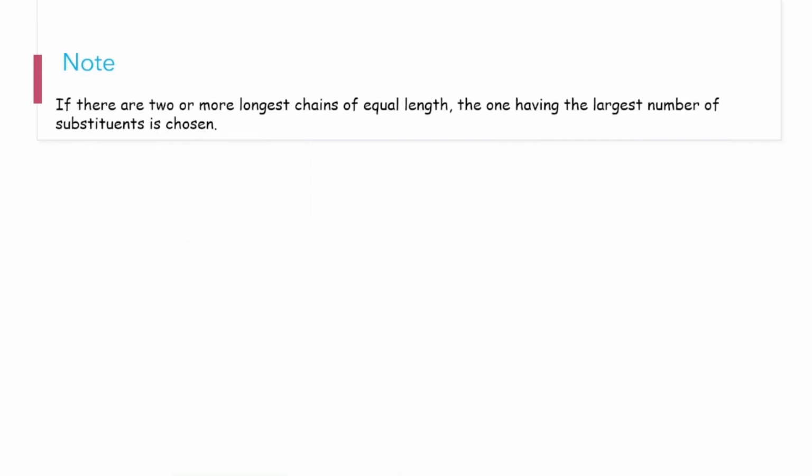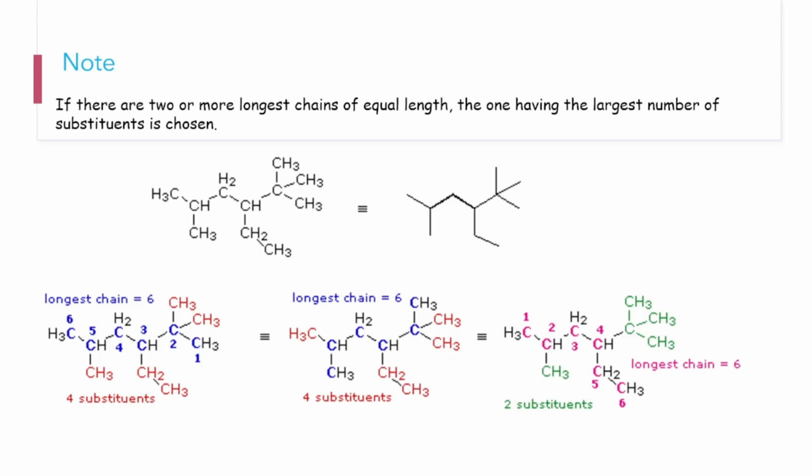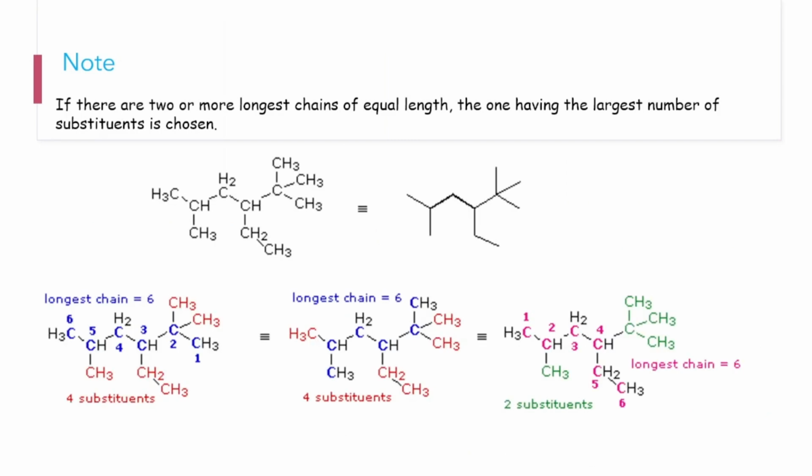Now I think we have trained enough for the IUPAC naming system for alkanes at least. There are only a few notes that we have to take care about. Let's check this compound. Here it's drawn in a structural formula, and here in a linear formula.